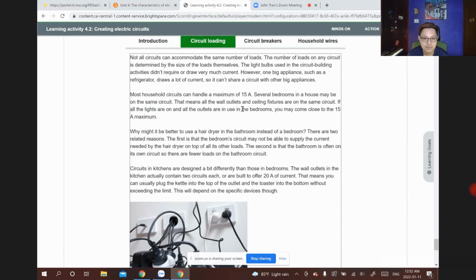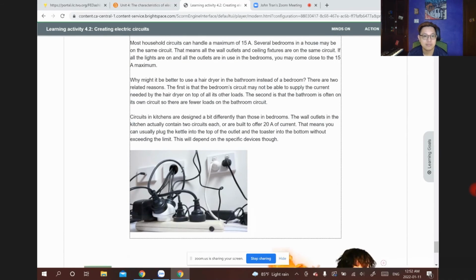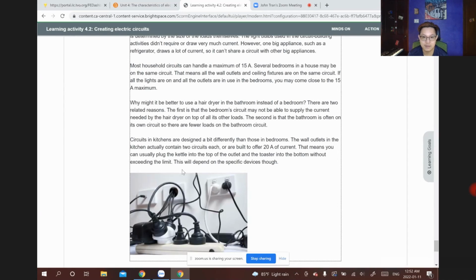Okay, so look at the reason. The bedroom circuit may not be able to supply the current needed by the hairdryer on top of all its other loads. So it means if the other people are also using something in their bedroom as well, you might not have enough electricity to use your hairdryer. So your hairdryer will run very slowly or not so well.